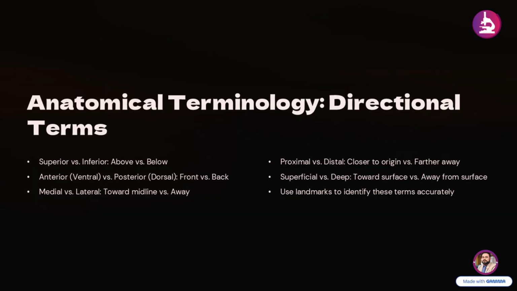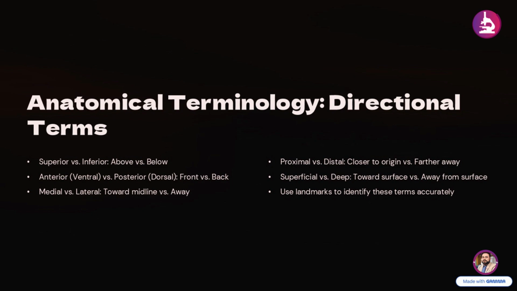Comprehensive Guide to Anatomical Directional Terminology. Anatomical directional terms form the universal language of spatial orientation in human anatomy, providing precise descriptors for locating structures within the body. These terms create a standardized framework that eliminates ambiguity in medical communication, research documentation, and clinical practice.